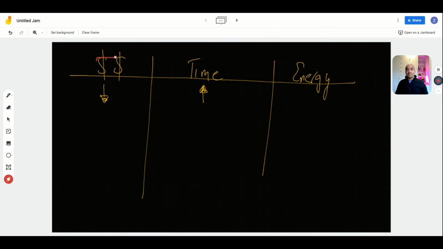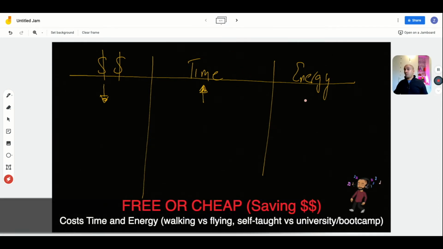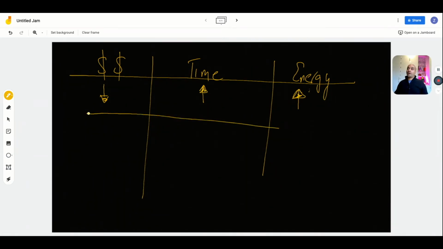And it costs money, right? So the classical education system takes all three of these. Now, obviously, the less money you spend, the more time you end up spending, therefore, the more energy you end up spending. So this one here goes up as well, right?